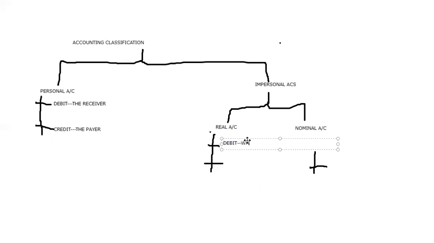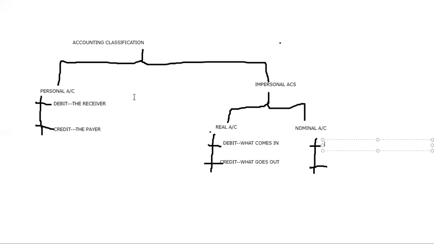So here we are going to call debit what comes in, and credit what goes out. Like this, I'm going to represent. Then what is this nominal?